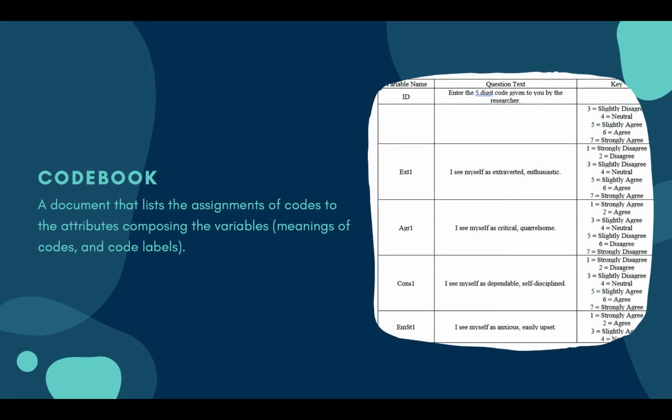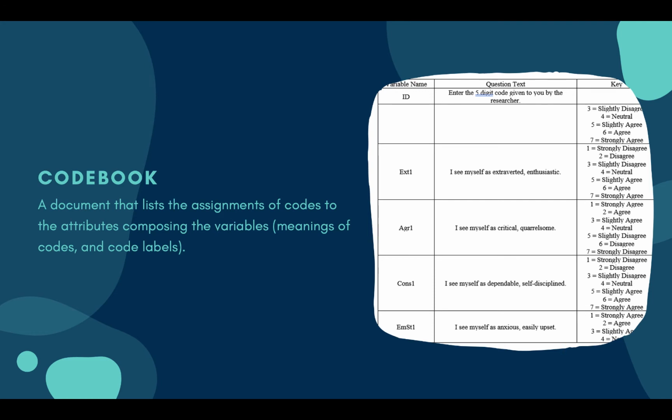Again, I talked about the concept of the code book. It's a document that lists the assignments of codes to the attributes composing these variables, meaning that it lists out the various codes and those code labels. So here we have an example. I know it's kind of cut off here, but just to give you a picture, the variable name is AGR1.